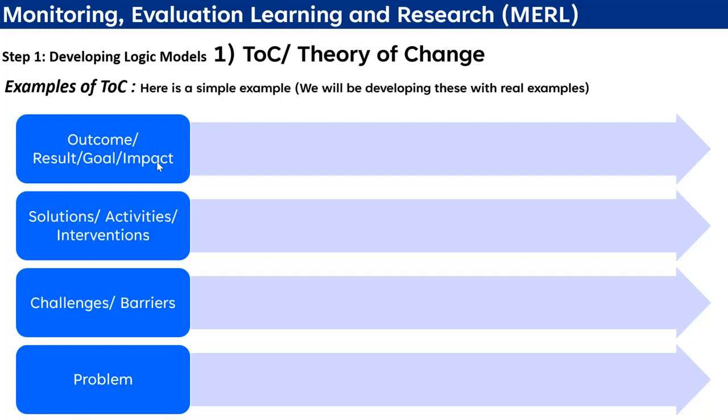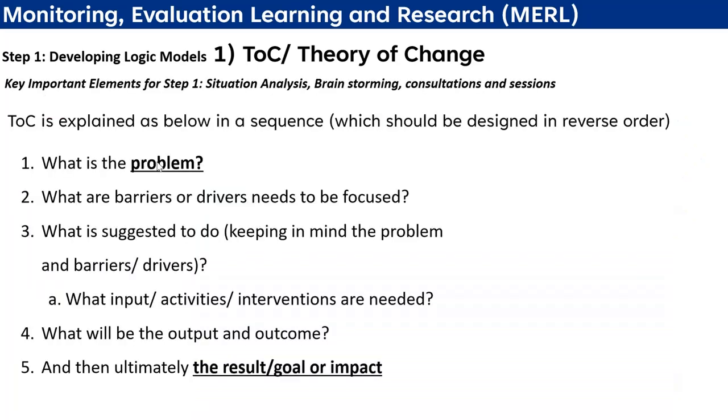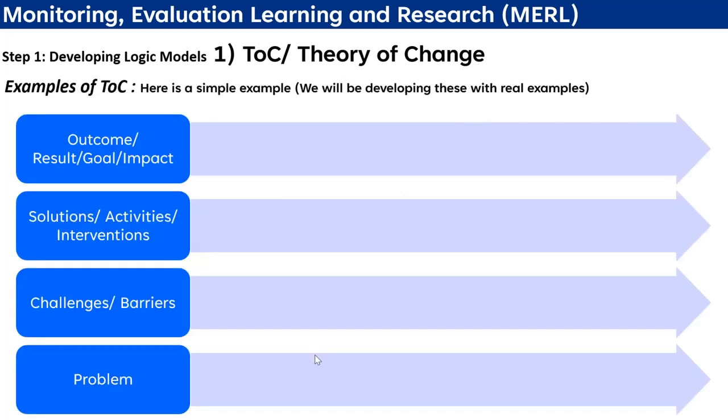Different formats are used in different organizations, but the basic structure is, as I explained to you in the previous slide, what is the problem, what are the barriers, what is suggested to do, and what will be the output or outcome, and then ultimately the result, goal or impact. Basically, this is the basic information that you need, whatever format or infographic you use. The basic thing is that there should be a problem statement, these are the challenges and the barriers, these are the solutions, and this is the outcome if we do these activities in a proper way. So this is the basic structure. There are different examples, and we will be discussing them in detail.